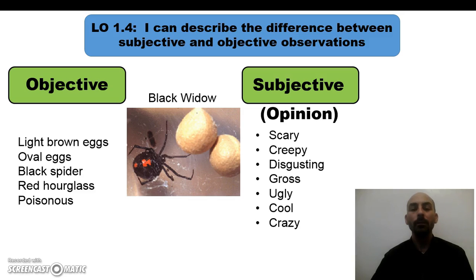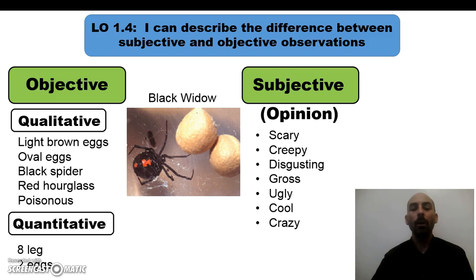So this might include that the eggs are light brown, they're oval shaped, the spider is jet black, there's a red hourglass shape on its belly, they're poisonous. All of these objective observations are considered qualitative. They are referring to the qualities that we are observing. We could also observe that there are 8 legs on the spider, or the spider has 2 eggs. These are both quantitative observations because these involve quantities, amounts, numbers.